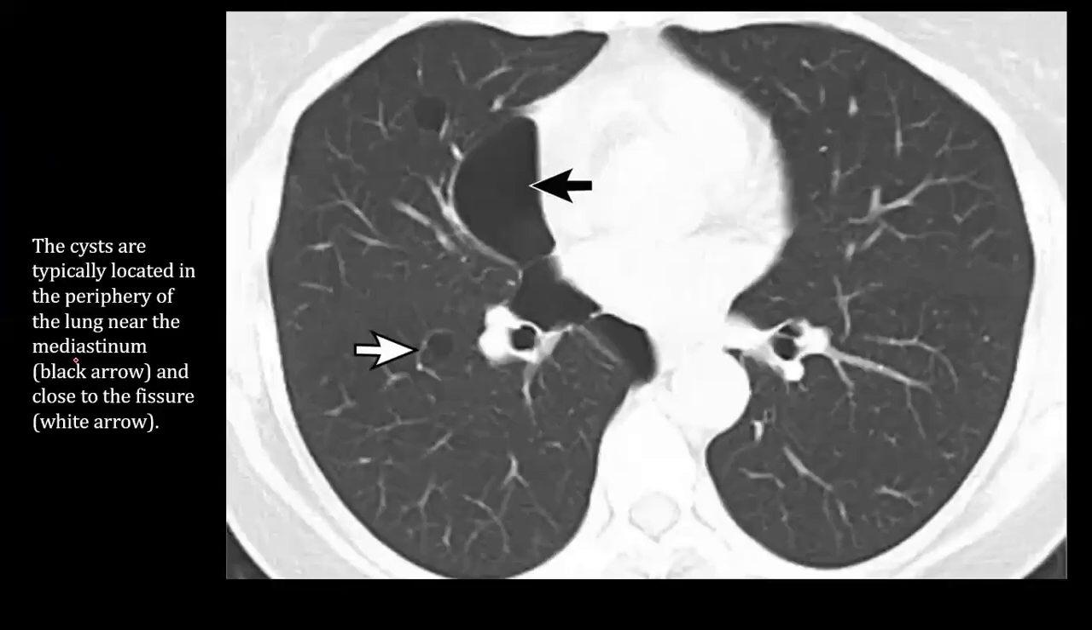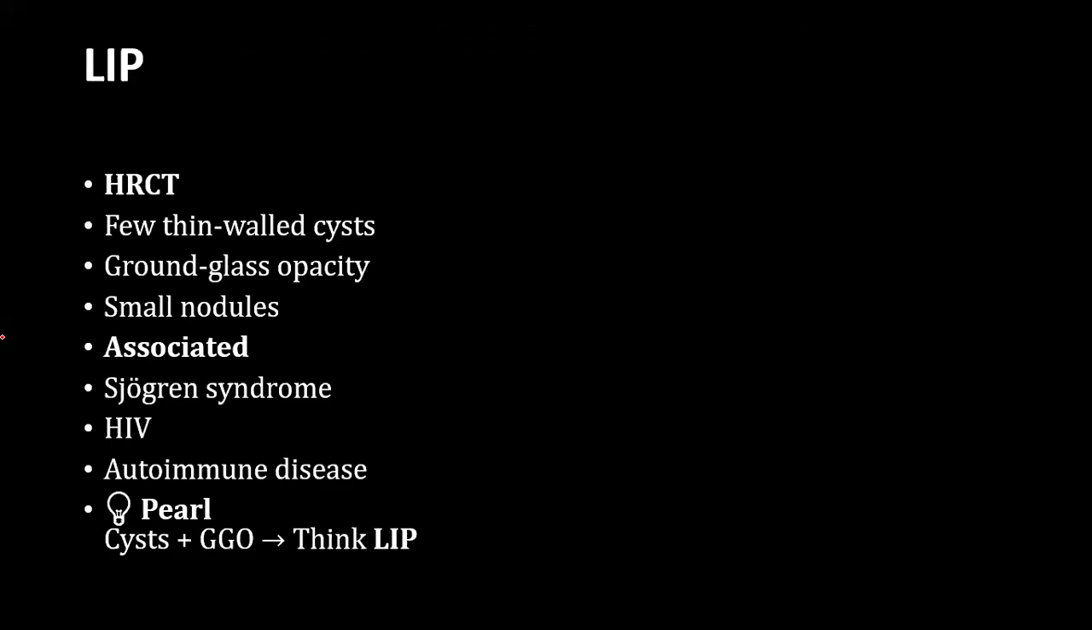So again, you can see that this is a cyst, like the cysts usually seen in BHD. So it is again a paramediastinal cyst, and this cyst is usually seen adjacent to the fissure. So this is again a lentiform shaped cyst.